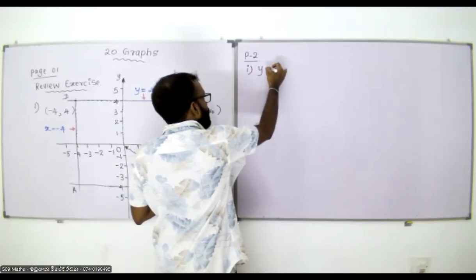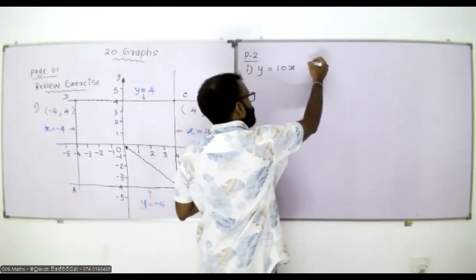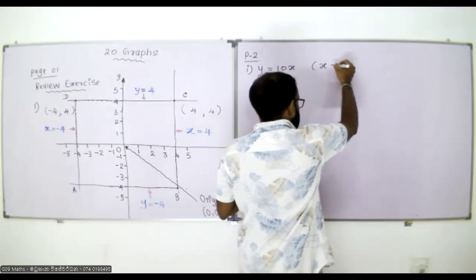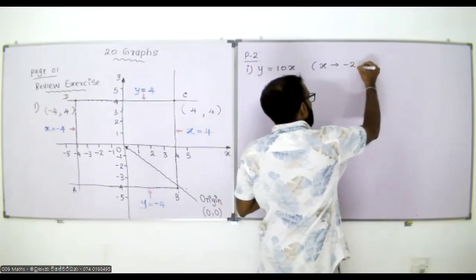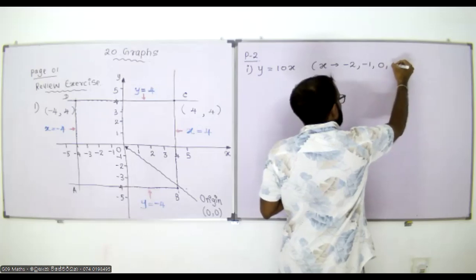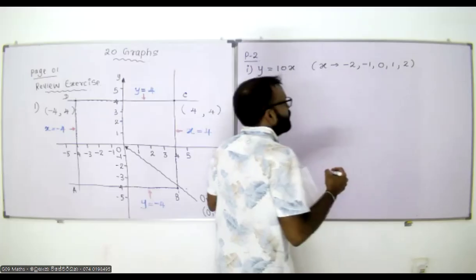So first thing that they have given is, here you have been given the function. The function is y equals 10x. And also you have been given the x values. X values are -2, -1, 0, 1, 2.